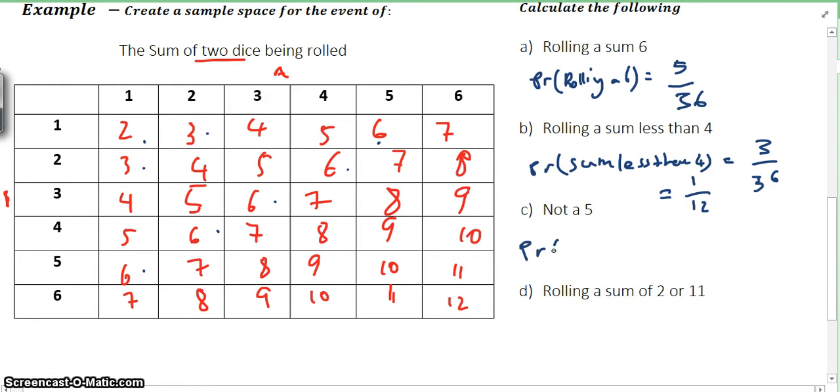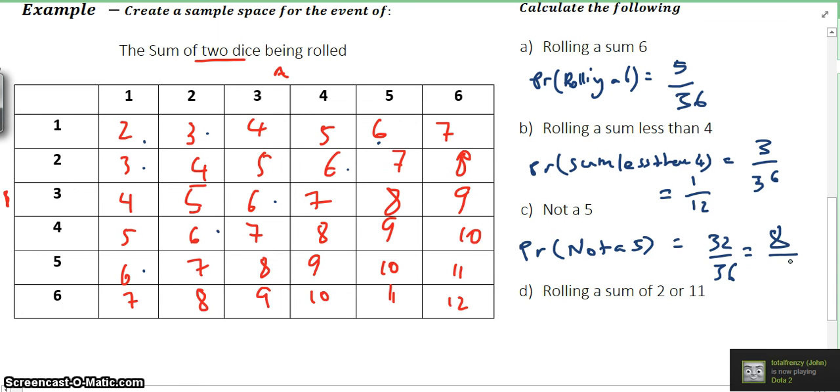Now the next question is, what's the probability of not a 5? So what's the probability that we don't roll a 5? Okay, well, what's the probability that we do roll a 5? 1, 2, 3, 4. So the probability that we roll a 5 is 4 out of 36. So that means the probability that we don't roll a 5 is a complementary event, which means that it is 32 out of 36. And this can be simplified because what's a common number that goes into 32 and 36? The number 4, and that goes 8 times, and this goes 9 times.